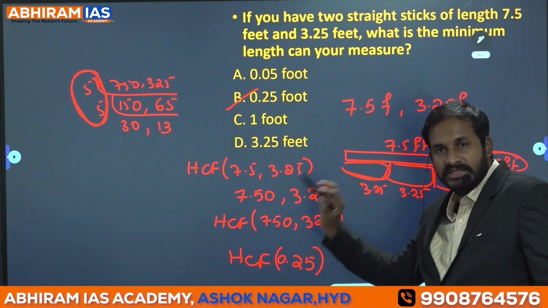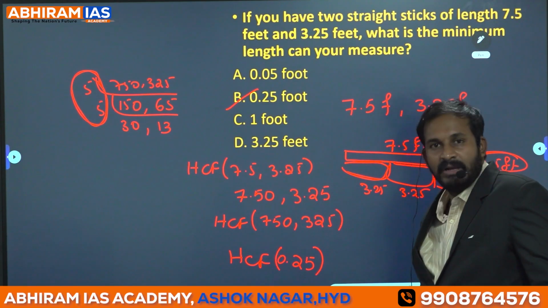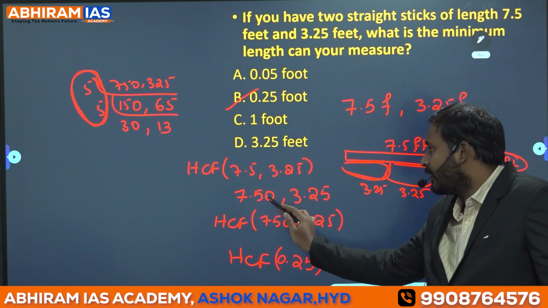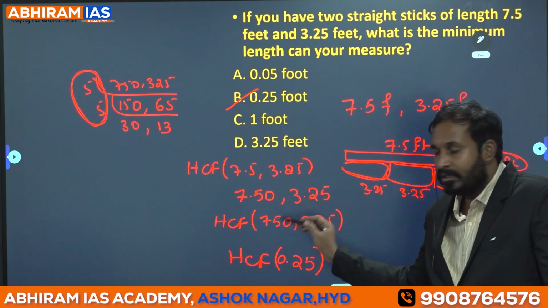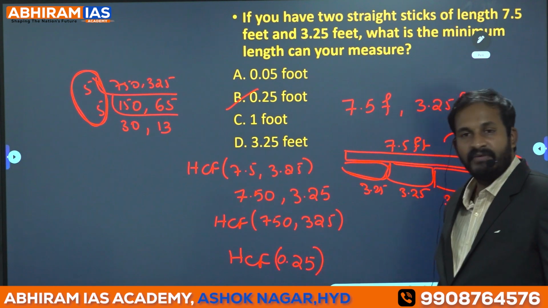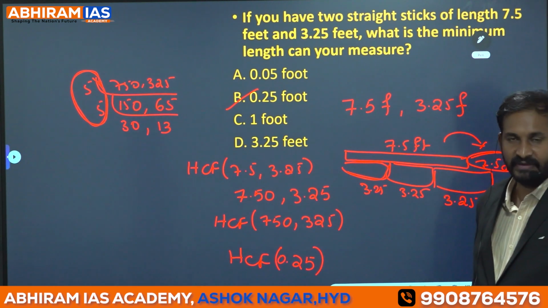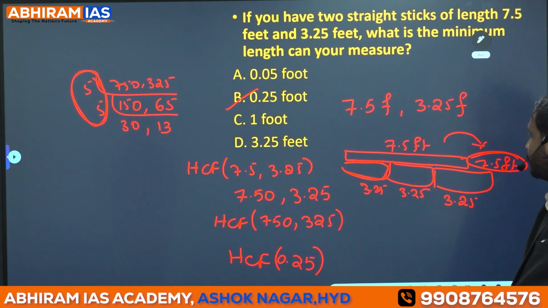So see, students, once again, before finding them, first of all equalize the decimal places. 7.5 I intentionally wrote as 7.50. Why? Because here I have 3.25. After equalizing the decimal places, ignore the decimal point and find the required one, whether it is LCM or HCF, and then restore the decimal point. That's it. Okay. Next one.